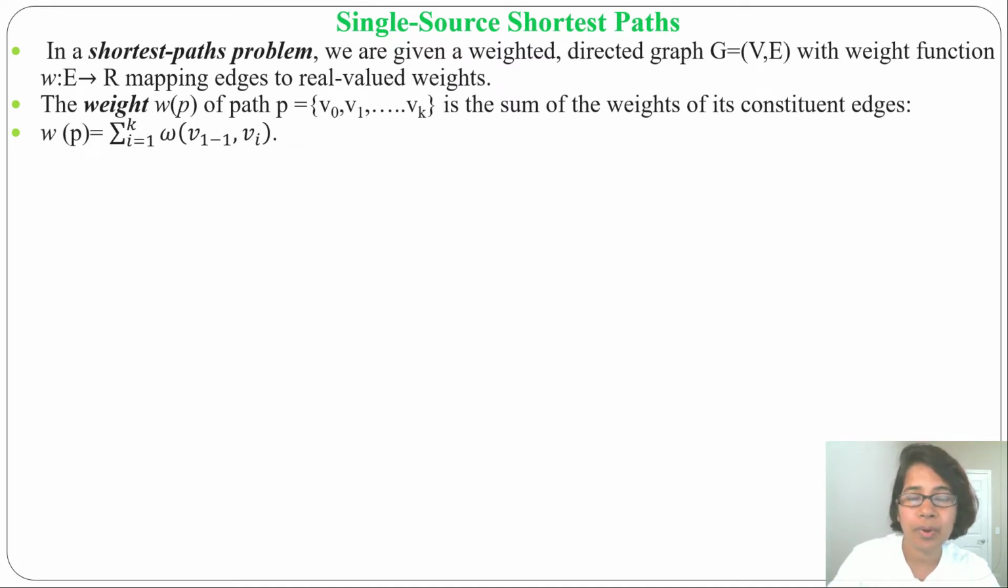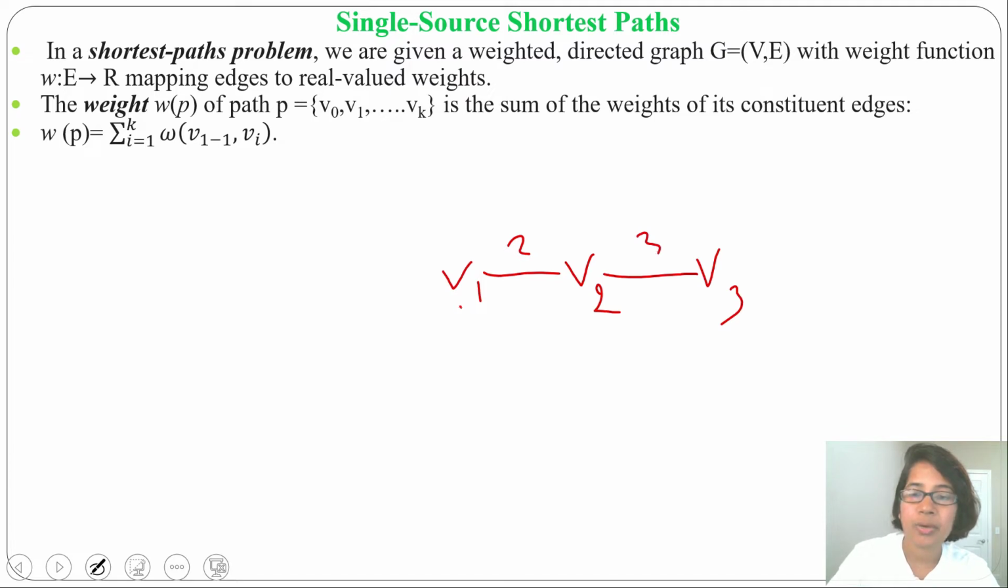Suppose we want to find the path cost from V1 to V3. There is another vertex V2 in between. Suppose V1 to V2 cost is 2, V2 to V3 cost is 3. Then the V1 to V3 path cost will be 2 plus 3, which is 5.